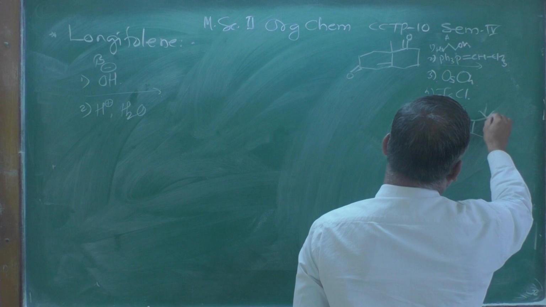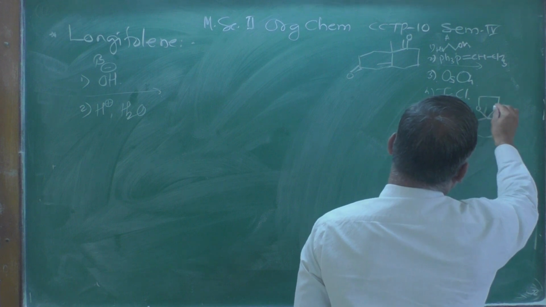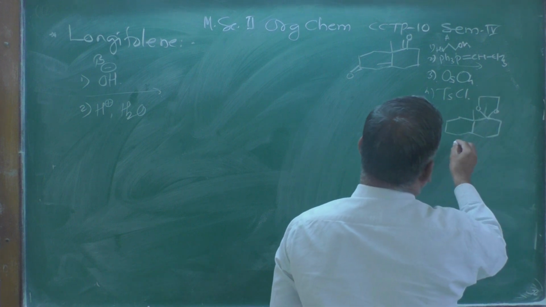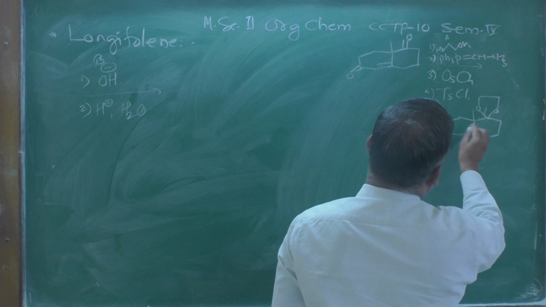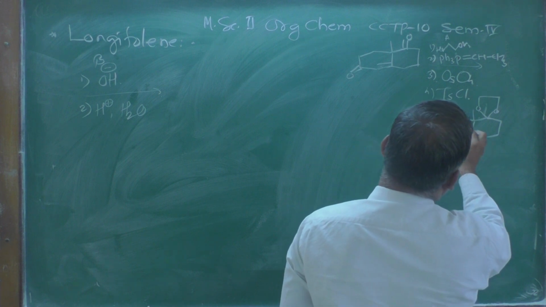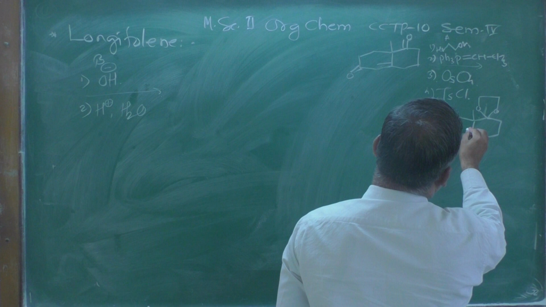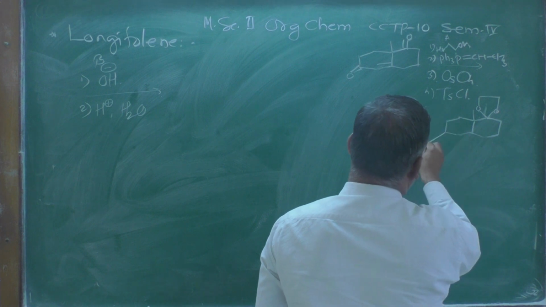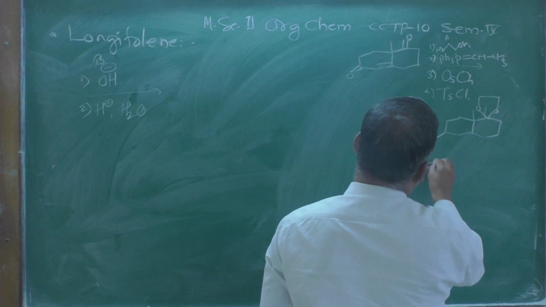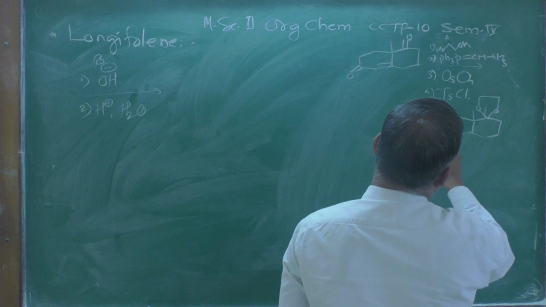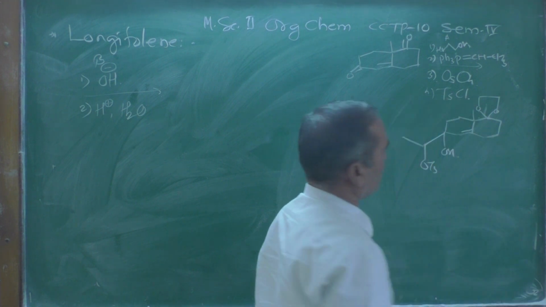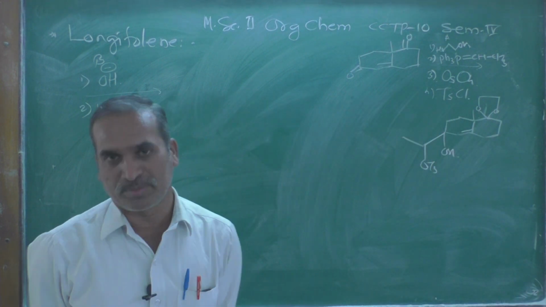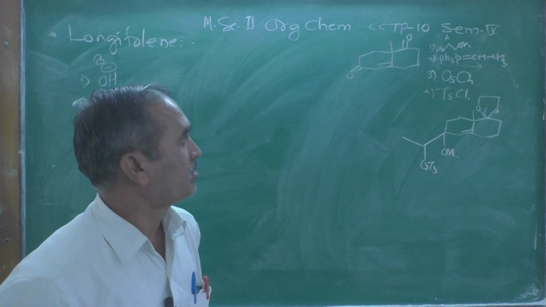Here is the OMe, this is a methyl group, and here we got the OTs and the hydroxyl group. This double bond remains as it is. This type of product we have got.